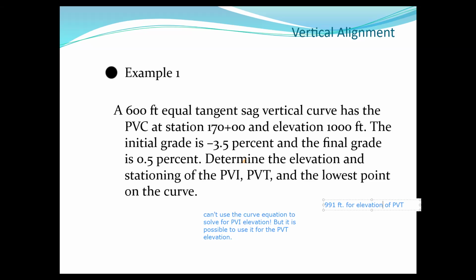Does it make sense what we are doing here? We're using the slope of the tangent, negative 3.5%, to get the elevation that we know here over to here along this tangent. So this boxed part represents how far down you would come if you travel 300 feet horizontally along this tangent. So what's the elevation of PVI? Let's calculate that.